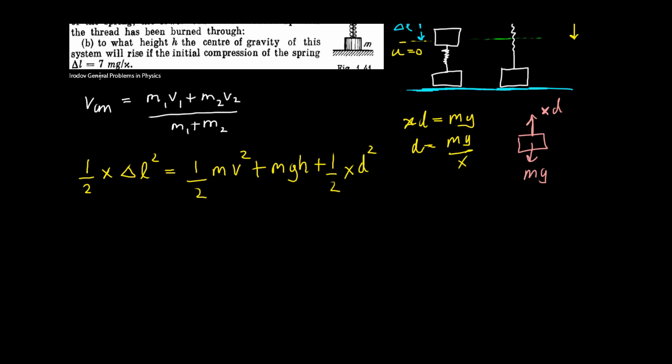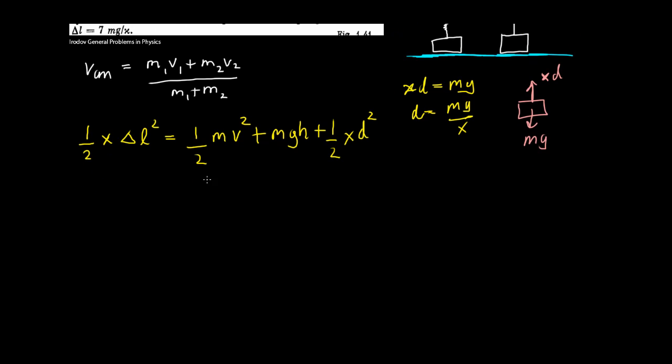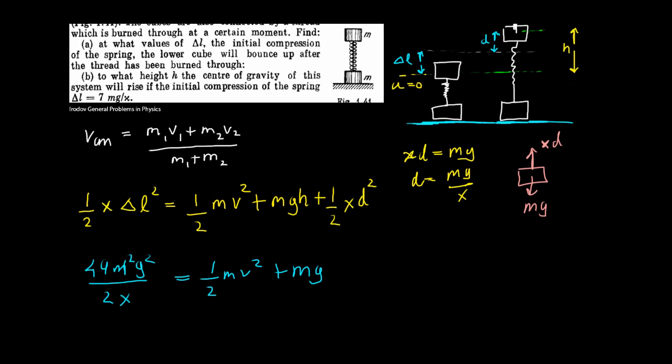Okay, so delta L is 7 mg by k. So if you substitute 7 mg by k in place of delta L, you'll get 49 m squared g squared over k squared, but we have a k here, so we'll get 49 m squared g squared over 2k, right? And that should be equal to 1/2 mv squared plus mg.